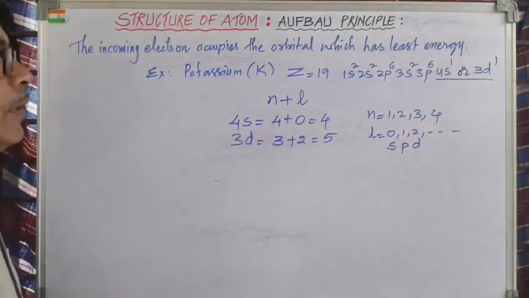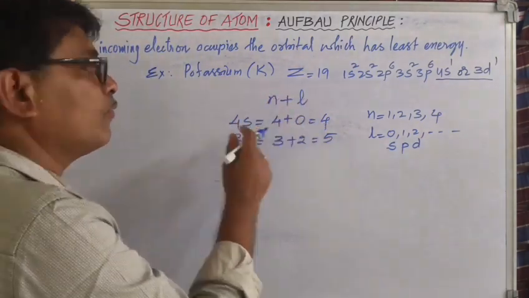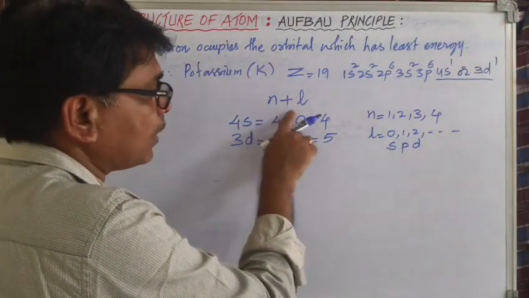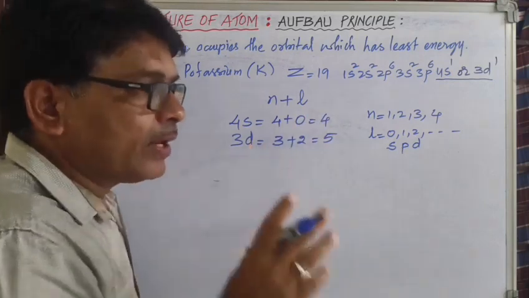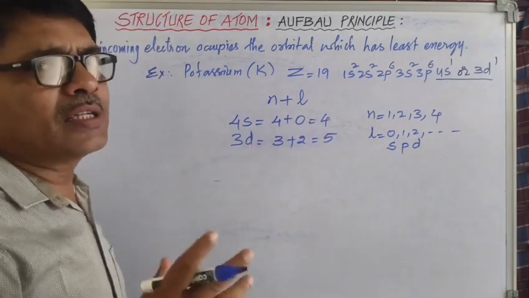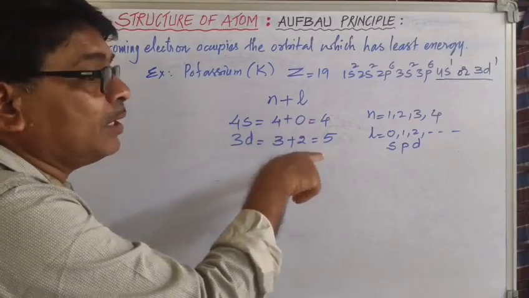Now tell me what happened. Who should get this electron? 4s1. Why? The n plus L value of 4s is less. Understood? Very good. Then you will have a doubt, isn't it? Anyone in the class can ask a doubt. What happens if both become equal?